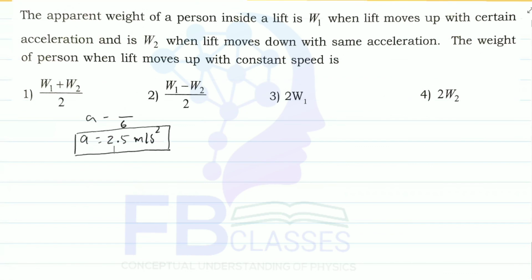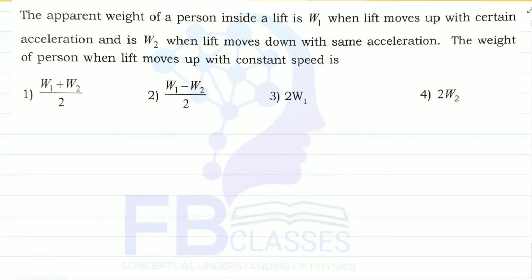Now I am going to read the next question. The apparent weight of a person inside a lift is W1 when the lift is moving up with a certain acceleration, and is W2 when the lift is moving downward with the same acceleration. The weight of the person when the lift moves up with a constant speed is. There are 4 options given.